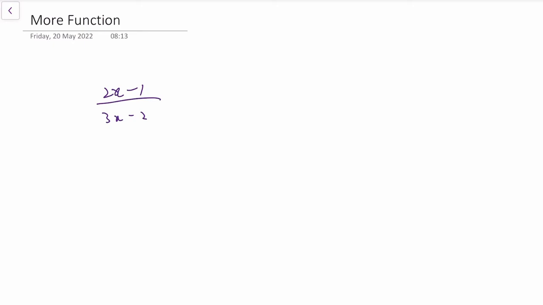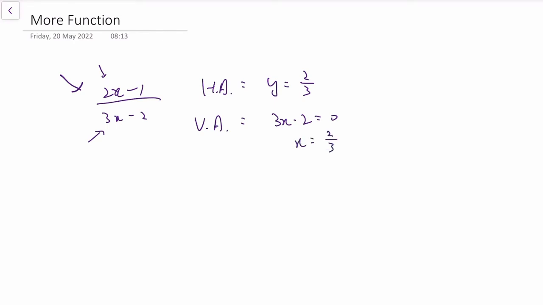If you're not familiar with that, well, in short, the horizontal asymptote of this kind of rational function would simply be the coefficient of x on top over the coefficient of x in the bottom, while the vertical asymptote would simply be when the denominator equals 0. So that's for x being 2 over 3. Okay, it's a coincidence that they're the same in this example. Okay, usually they're not.